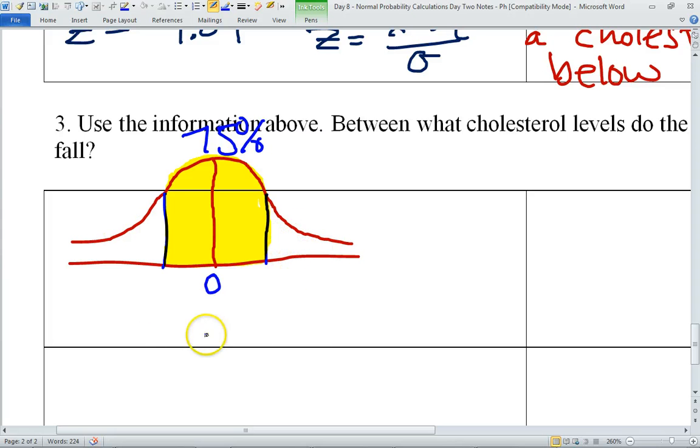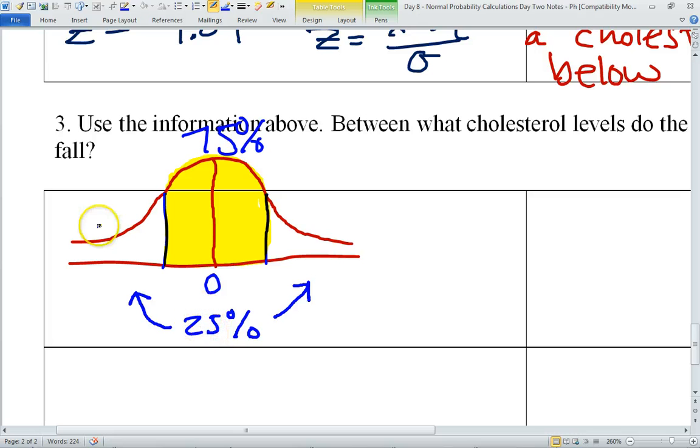So if I've got a total of 25% left, okay, I've got 25% left to be shared here and here. Exactly how much will that be on the left side and the right side? Well, what's half of 25? Alright, I'm pretty sure that is 12.5% over here and 12.5% over here. Okay, we're going to need those numbers, so it was important that we did that.